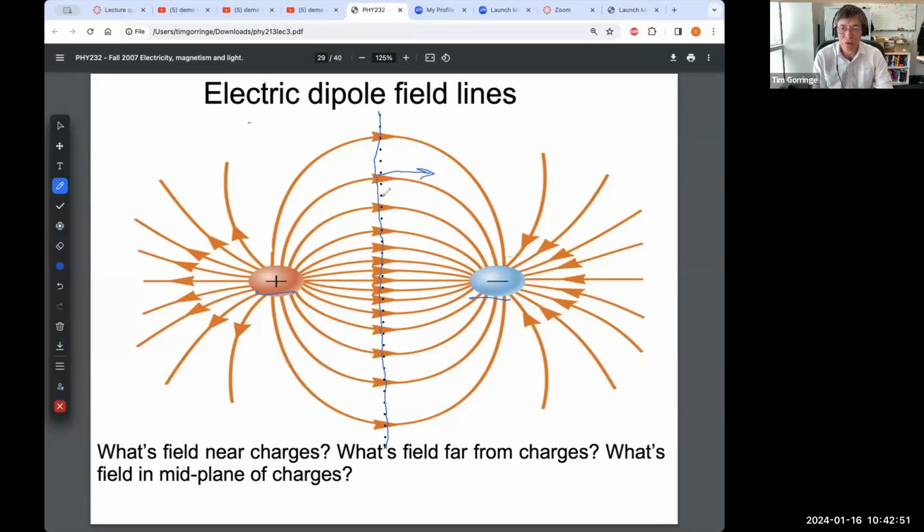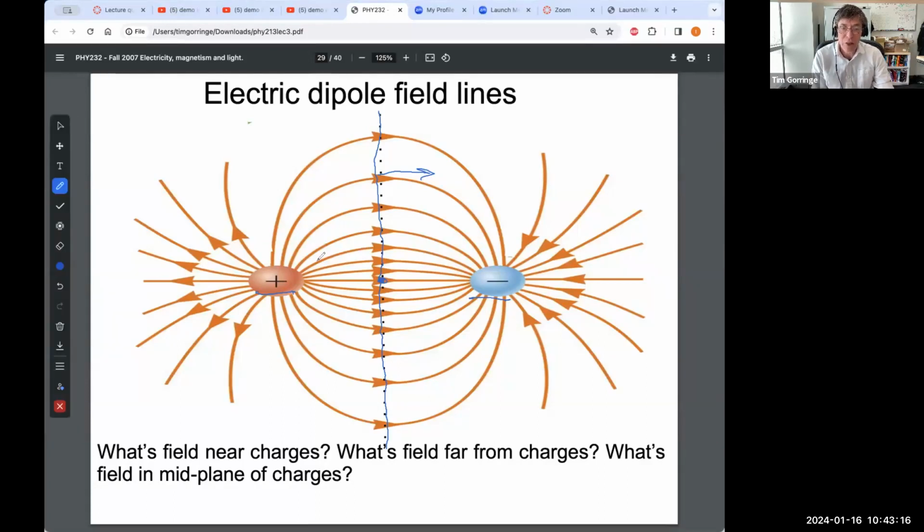So here would be a field vector, and it got weaker as 1 over r cubed, meaning it gets weaker quickly as you walk away from the center point here between the two charges, upstairs or downstairs. The field gets weaker very quickly by 1 over r cubed. This is what the entire field pattern looks like.